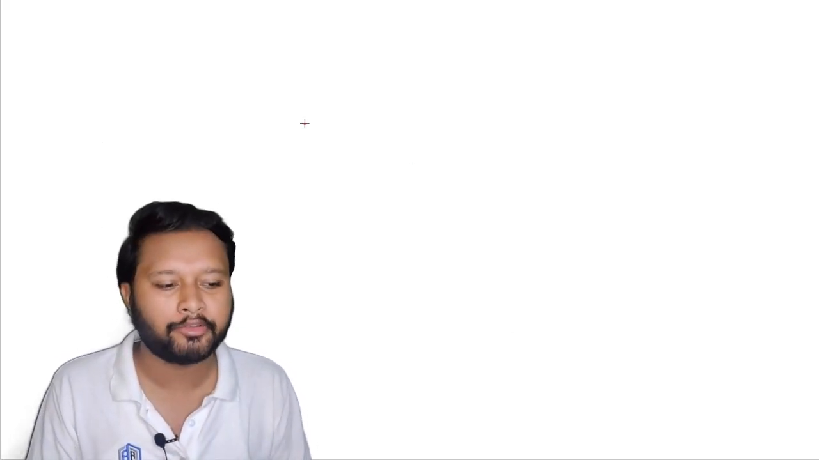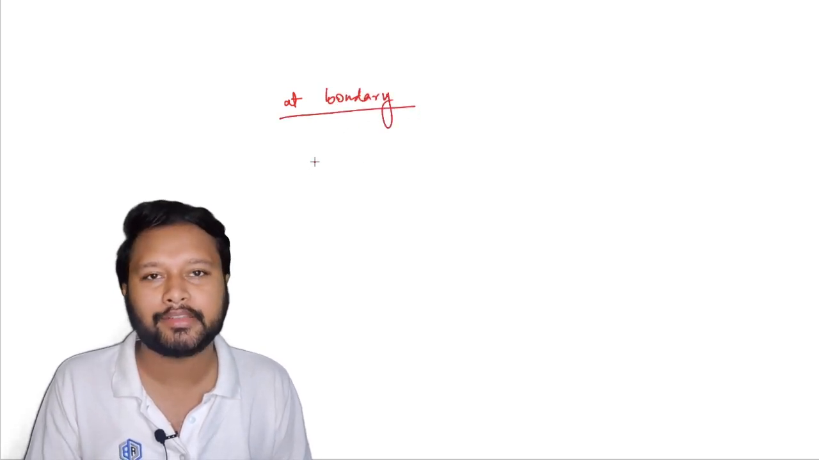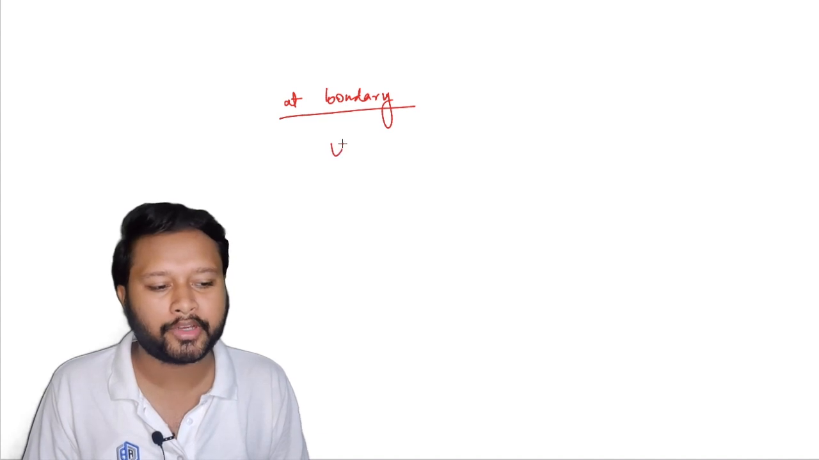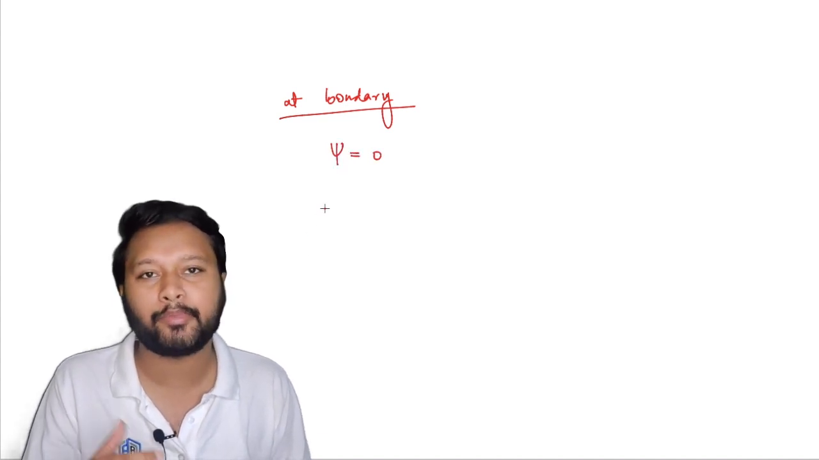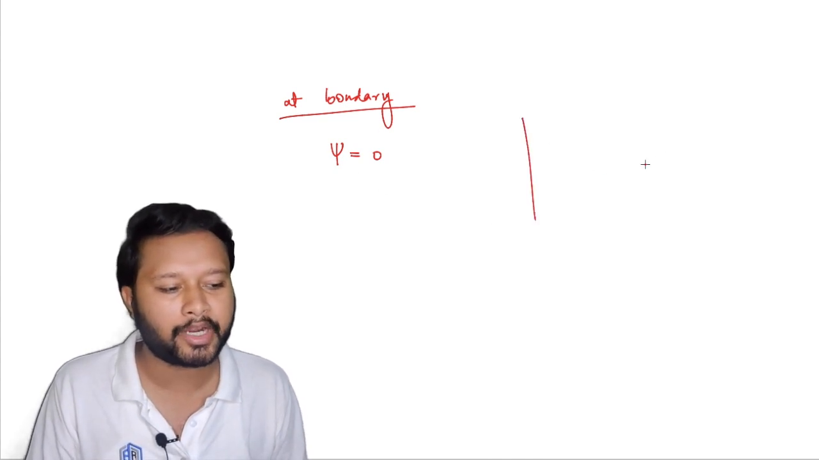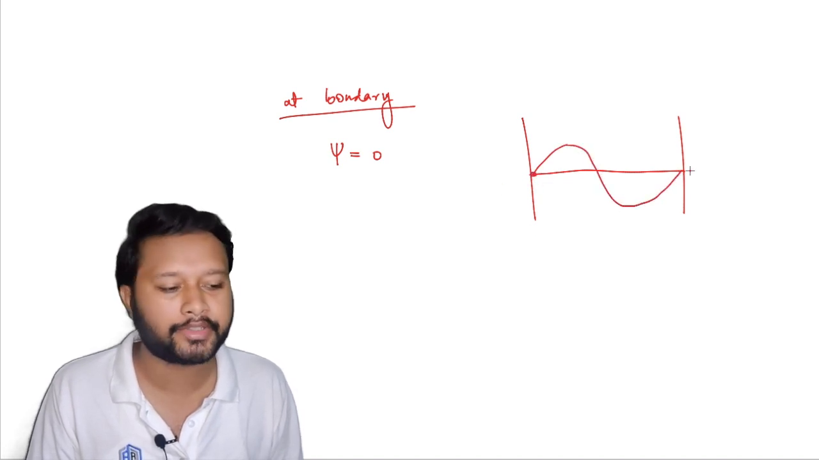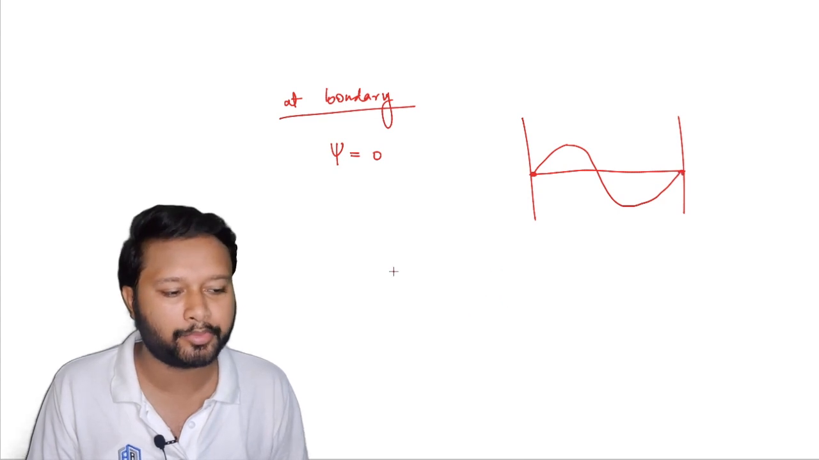So for them you will find out that at the boundary, your wave function will be 0. Okay, so at boundaries you will find out that a wave function is equal to 0. So if it is a particle inside a box, it will start from 0 and it will end up at 0. Okay, so this is how the wave function will be.